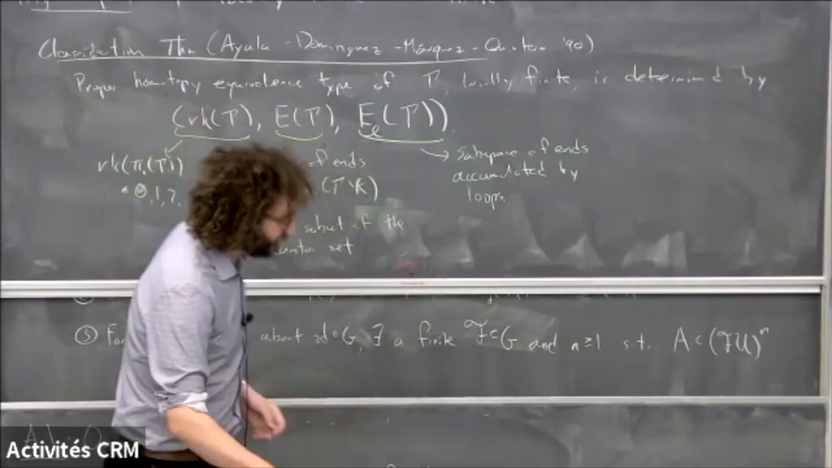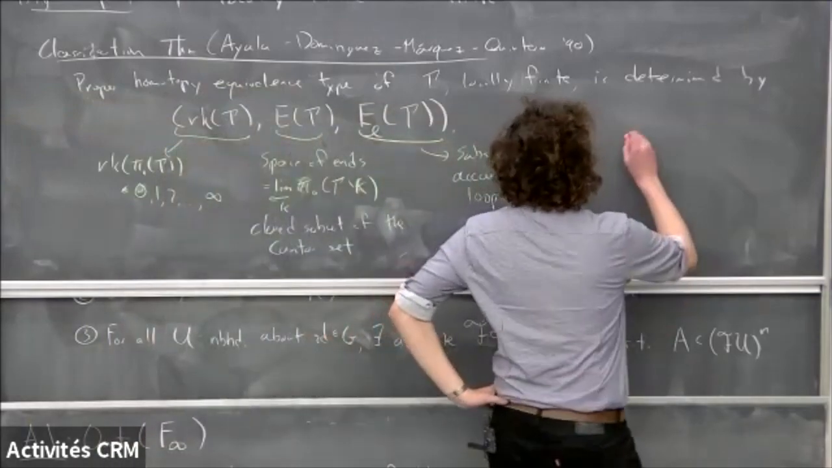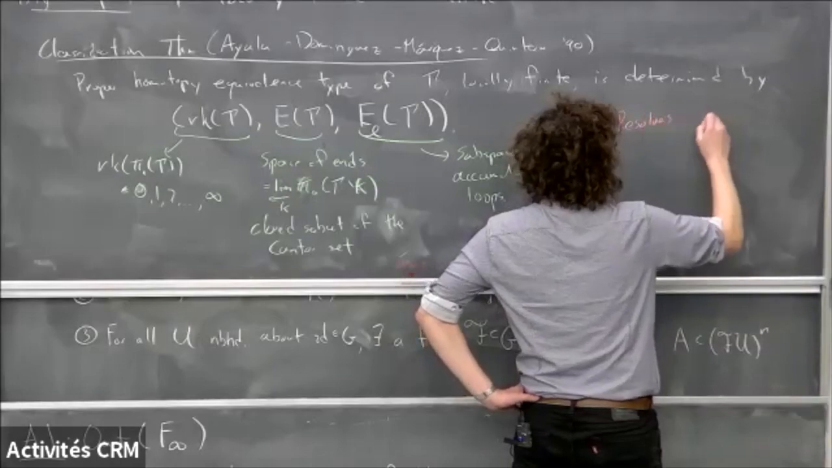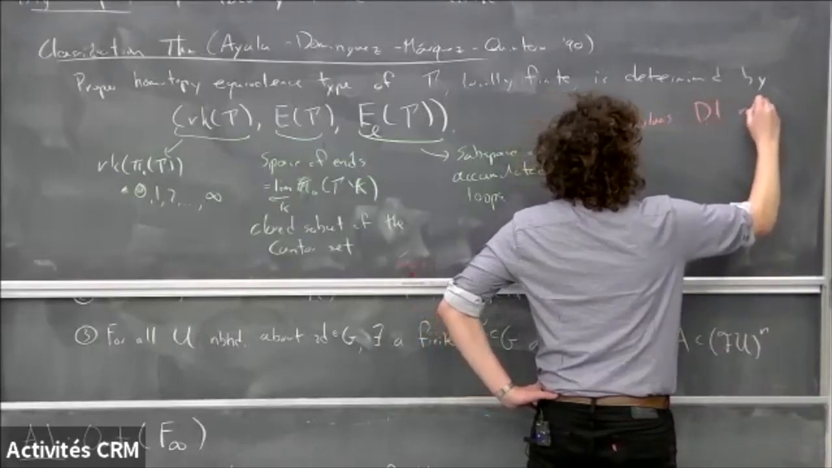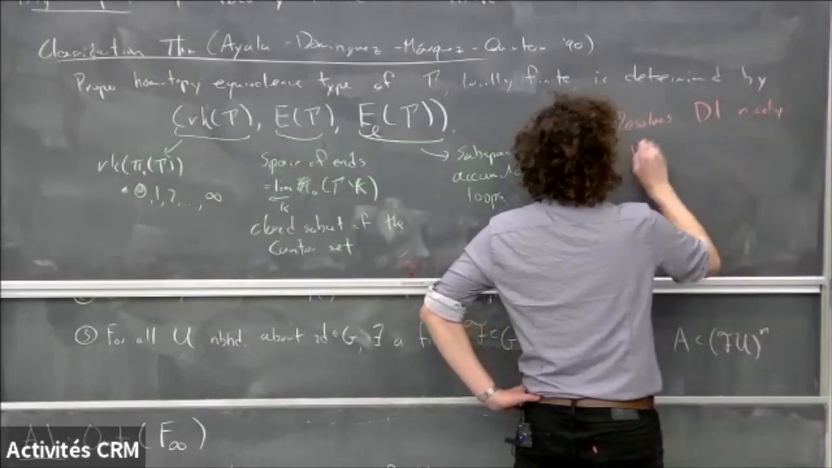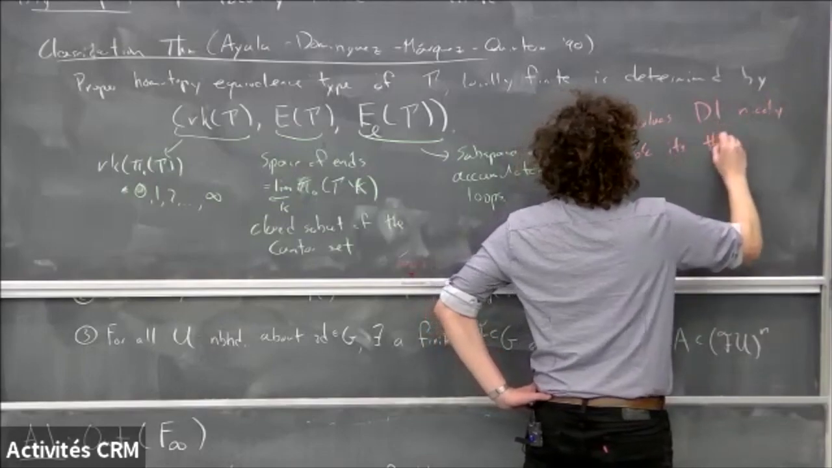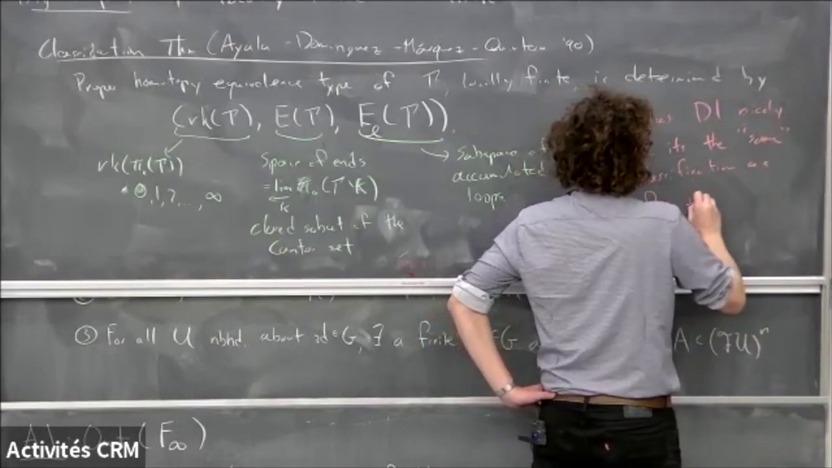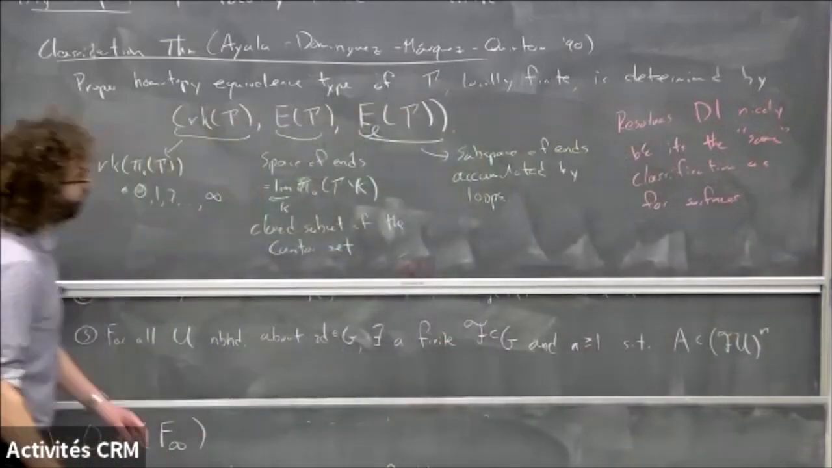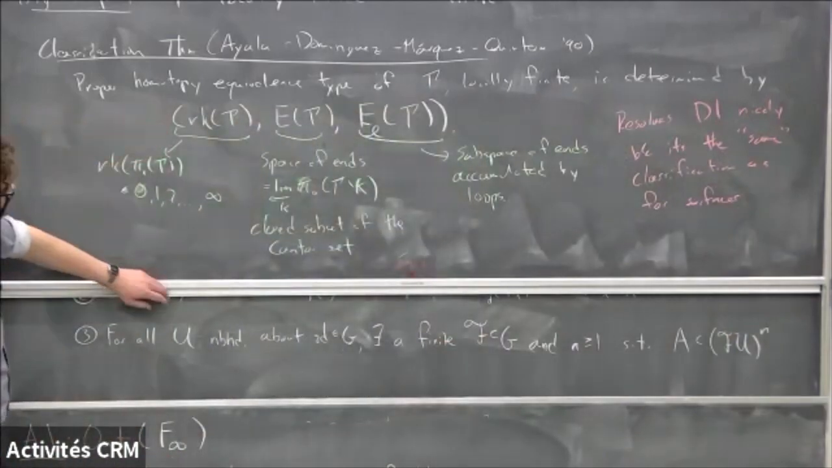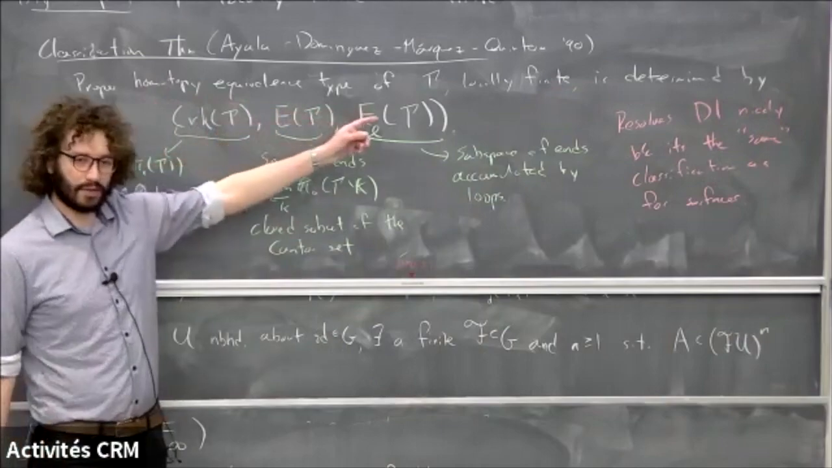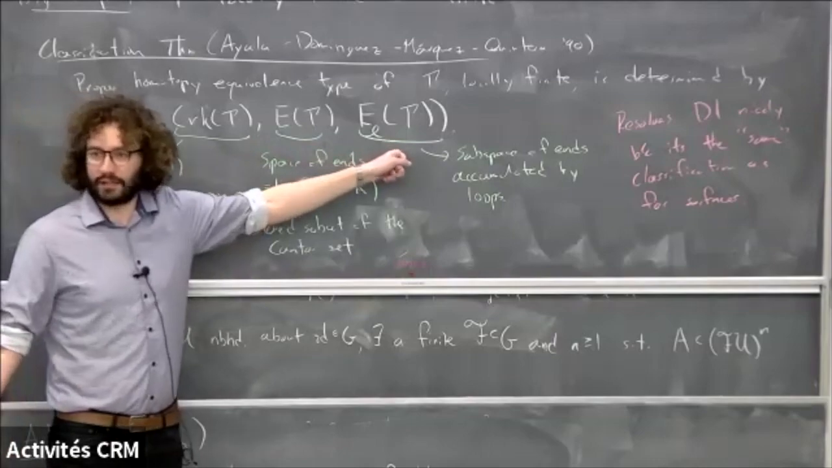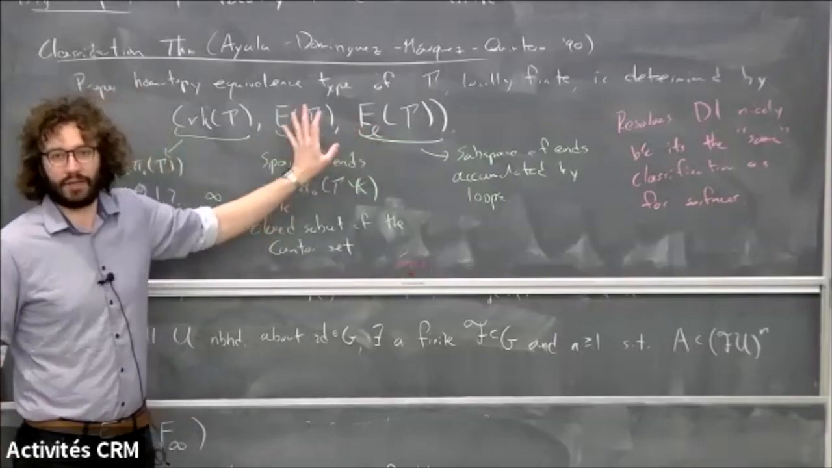And one nice punchline, this kind of resolves drawback one nicely, because it's the same classification as for surfaces. For surfaces, what is the statement? The homeomorphism type of a surface is determined by its genus, its space of ends, and its ends accumulated by genus, defined really in the same way for the end spaces.